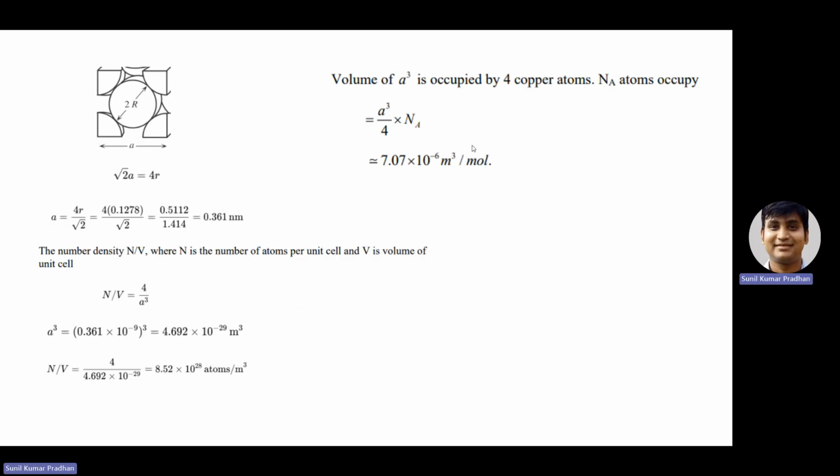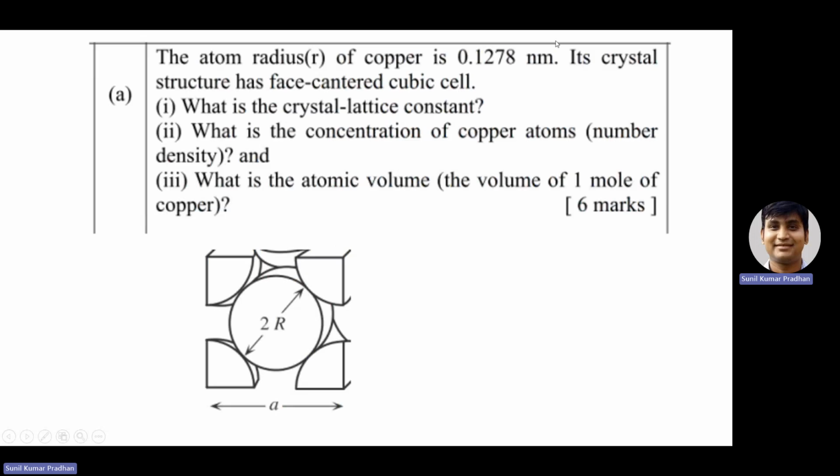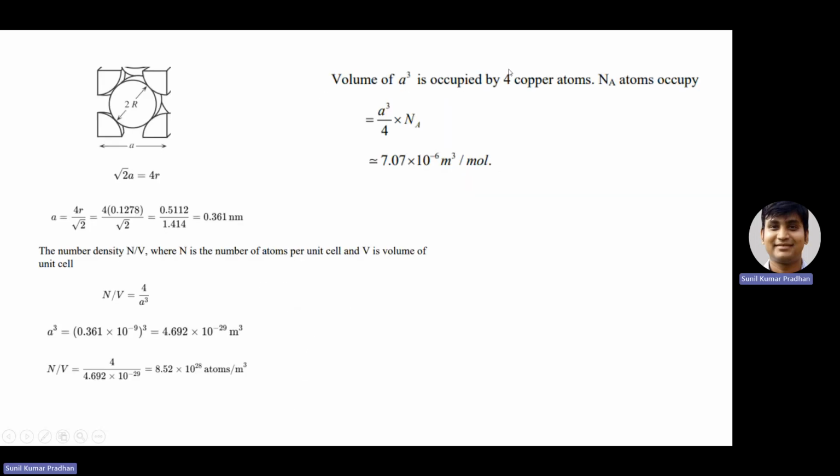Now, if we take into consideration the face-centered cubic lattice of copper, the relation between your lattice constant and R is 2 root 2 a is equal to 4R, where a is your lattice constant and R is your radius. Then what will be my lattice constant here? 4R by root 2. As we know, the radius of copper atom is 0.127 nanometer, which is given in the question here. So we can put the value, then we can find the lattice constant, that is 0.361 nanometer.